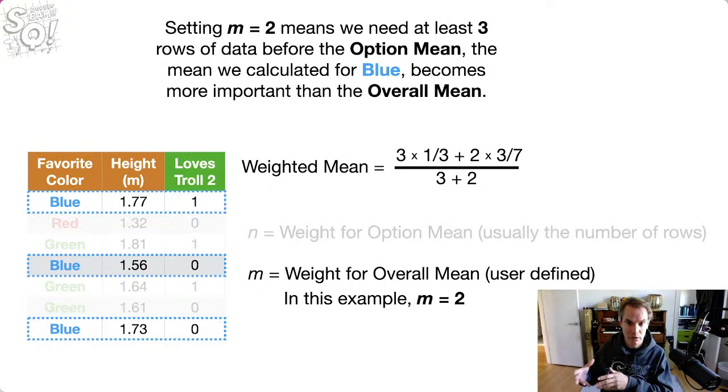If you have a larger data set, it's worth looking at the frequencies of the different terms to decide what the best value for m is. Some people use m equals 300, meaning you need at least 300 rows of data before the option mean becomes more important than the overall mean. So it really depends on your data set. So just take a peek inside and maybe plot a histogram or something of the different terms in the categorical variable to decide what a good value for m is.